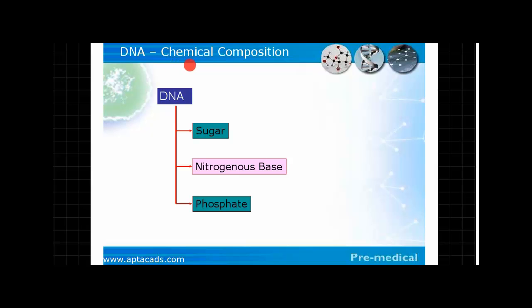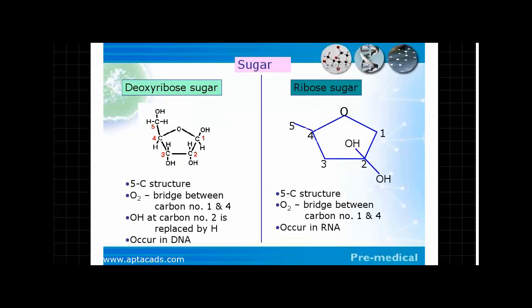Chemically speaking, DNA consists of three things. It is the sugar, second is nitrogenous bases, and the third is phosphates. So one by one we will discuss all these three things. Let's first of all talk about sugar.